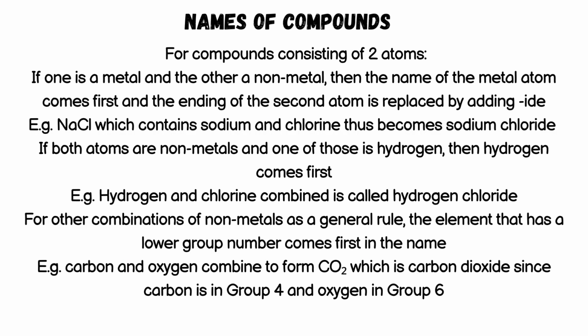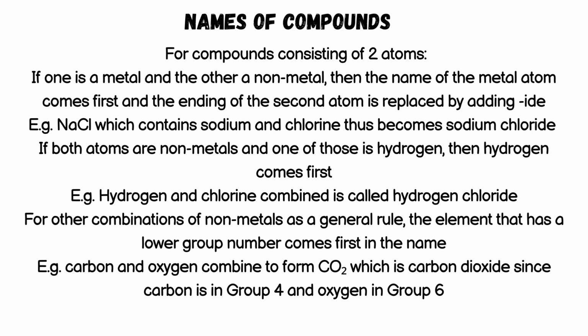Names of compounds. For compounds consisting of two atoms, if one is a metal and the other a non-metal, then the name of the metal atom comes first and the ending of the second atom is replaced by adding -ide. Example, NaCl, which contains sodium and chlorine, thus becomes sodium chloride. If both atoms are non-metals and one of those is hydrogen, then hydrogen comes first. Example, hydrogen and chlorine combined is called hydrogen chloride.